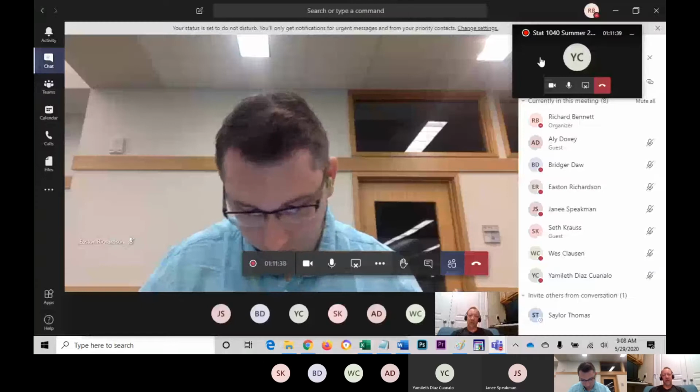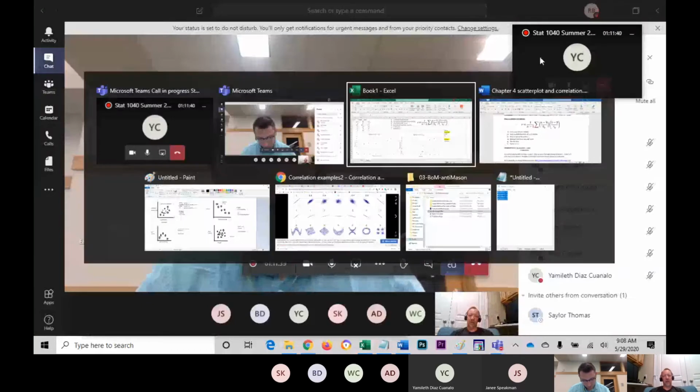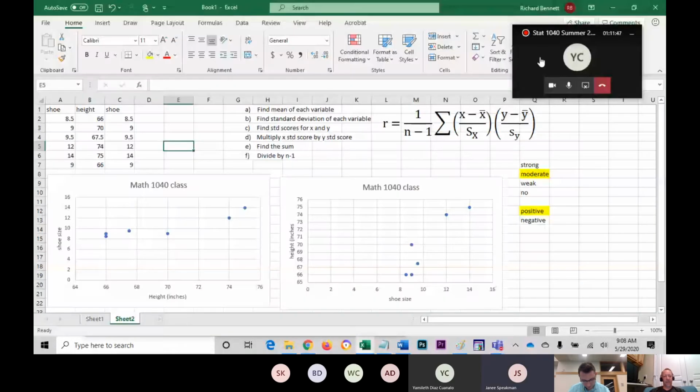How about Janie? What do you think? Do you agree with Yami that it's moderate and positive? Yeah, I do. Okay. So it doesn't really matter when you're looking at the correlation coefficient here.